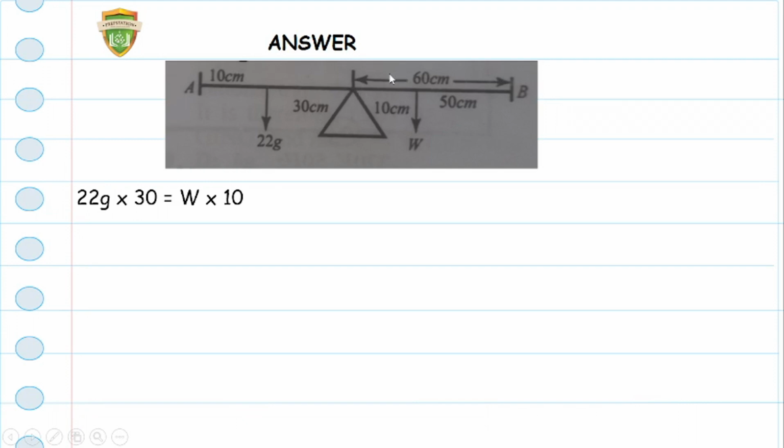And we know that this is a meter rule, so from the support to the other end will be 40. If we remove 10 from that 40, the distance from here to here will be 30. Hence, using this formula, 22 grams times 30 will be equal to W, which is the weight, multiplied by 10. If we make the weight the subject of the formula, that becomes 22 times 30 all over 10. And our weight is 66 grams, which is option C.